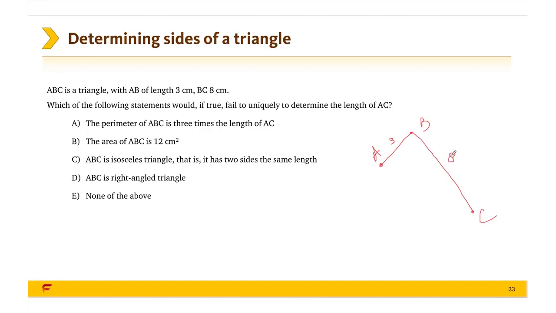Now let's run through all the options one by one and check if we can uniquely determine the length of AC. A, the perimeter of ABC is 3 times the length of AC. Well, AC is unknown, of course, but we can build an equation based on these numbers. And from this equation, we can calculate AC. So A is out. B, the area of ABC is 12 square centimeters. If we know the area, we know the angle between AB and BC. And if we know the angle, we know the length of AC. We can calculate it at least. So this is out.